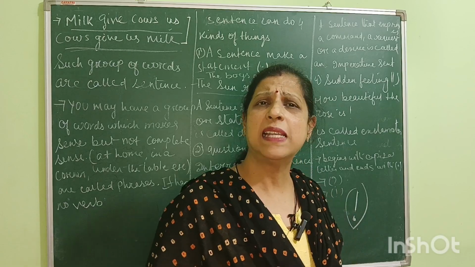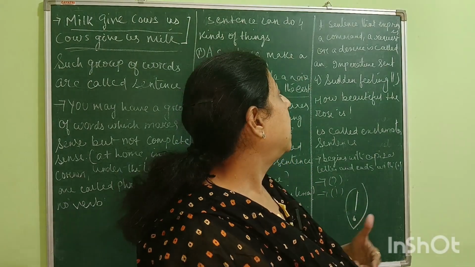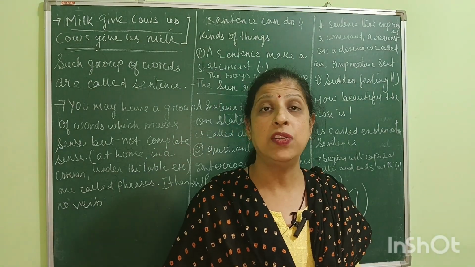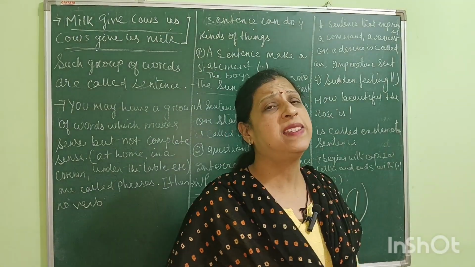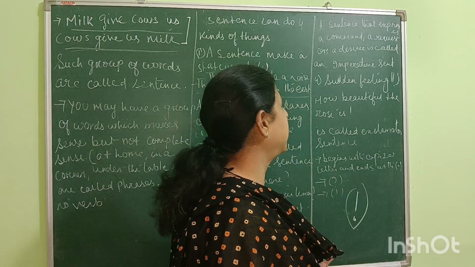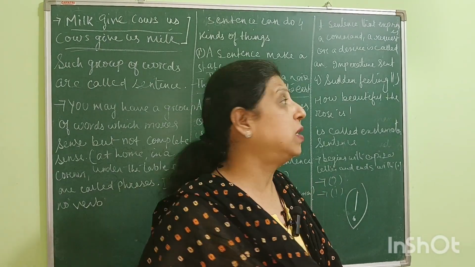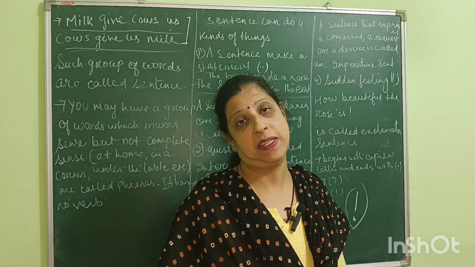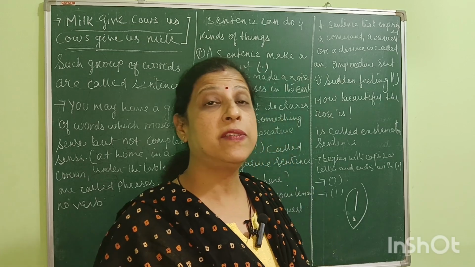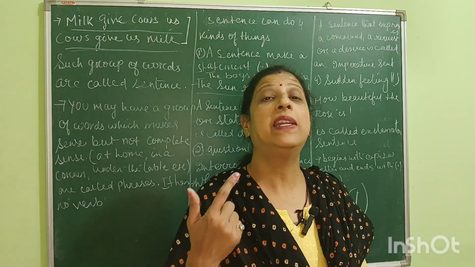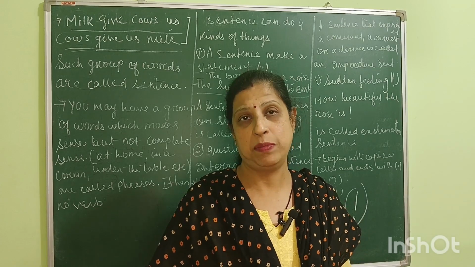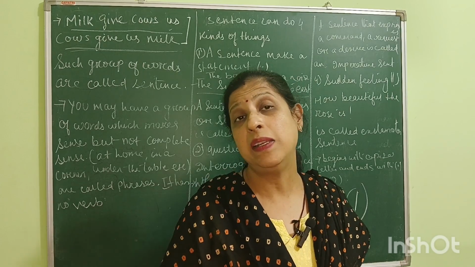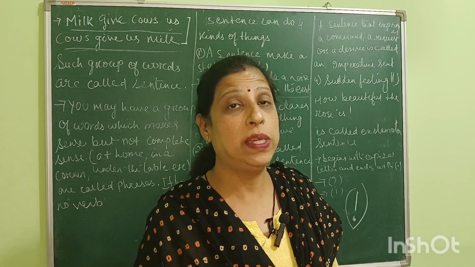Number four, there are some sentences which express a command or a request or a desire, and those types of sentences are called imperative sentences. Why is it called an imperative sentence? Because it commands or it requests something. A sentence can command, a sentence can request also.